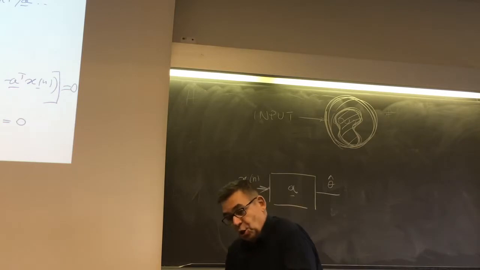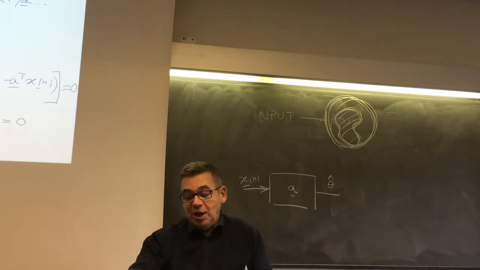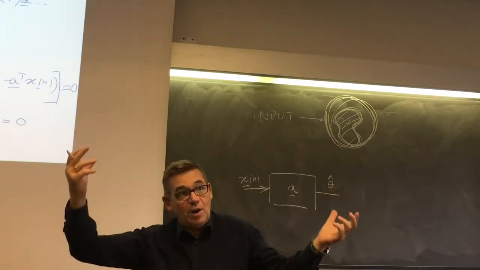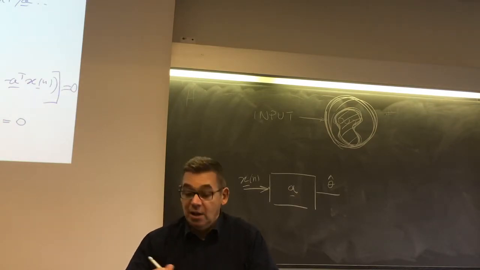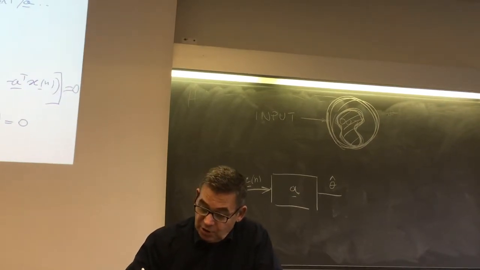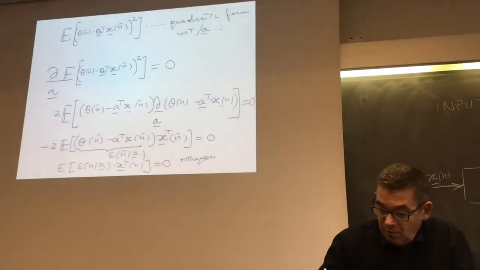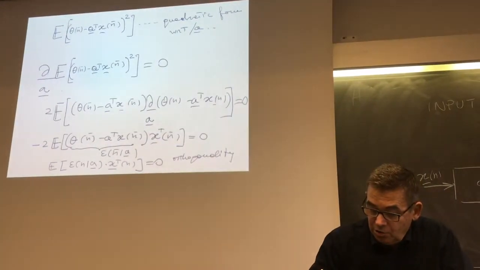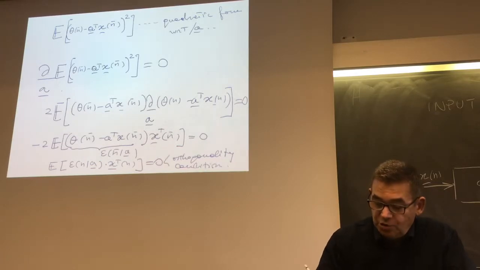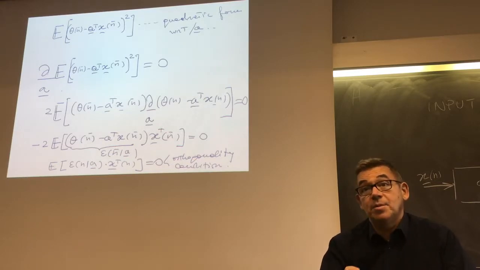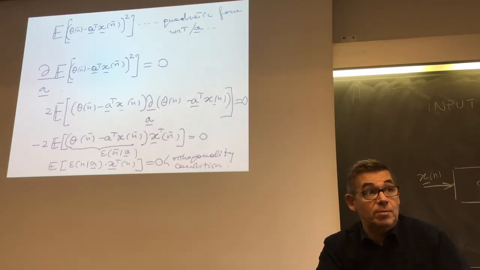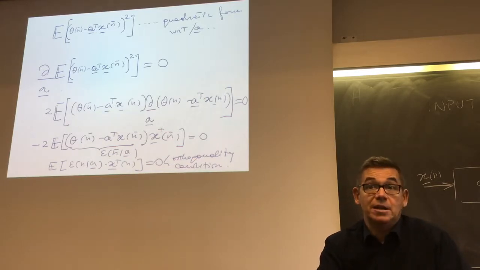This is called, and we will give more of the theoretical framework in 10 days, the orthogonality condition. This orthogonality condition is used to solve any minimum mean square error problem subject to the linearity of the estimator.